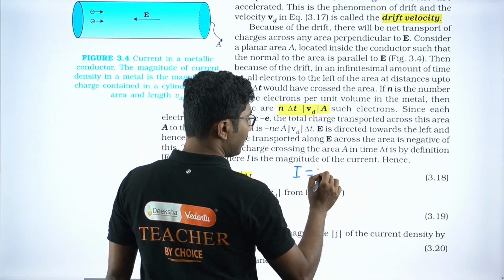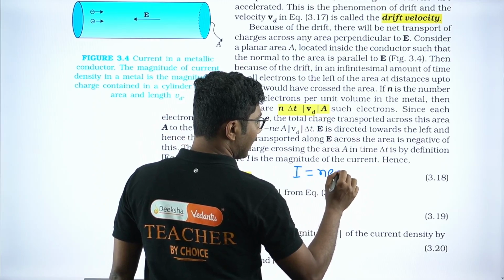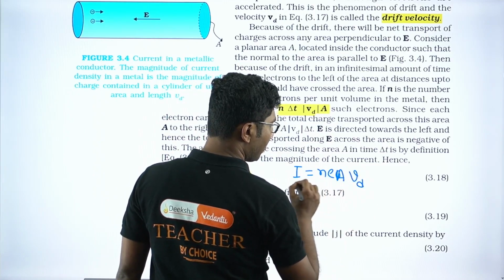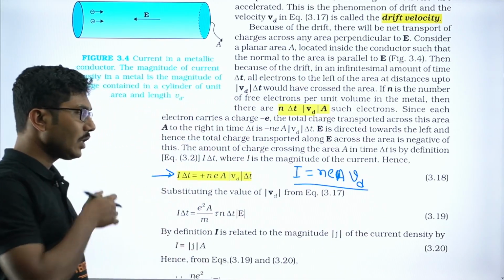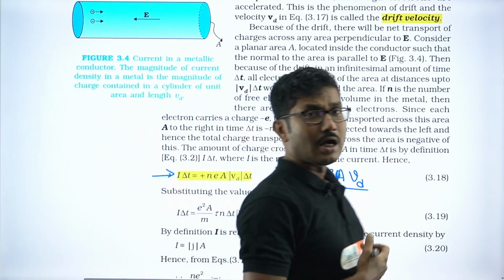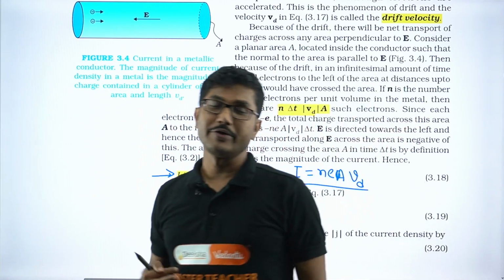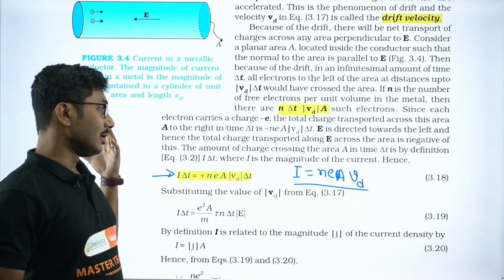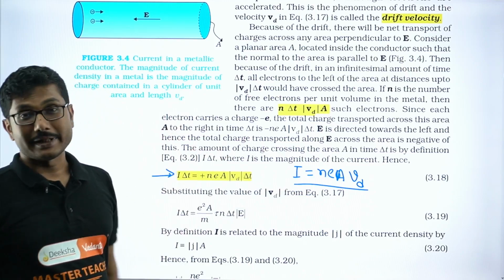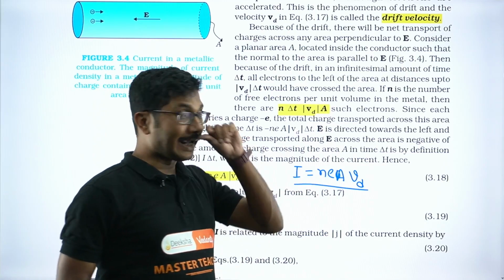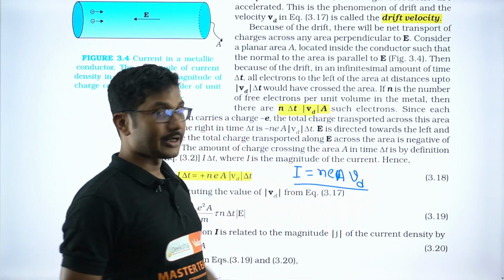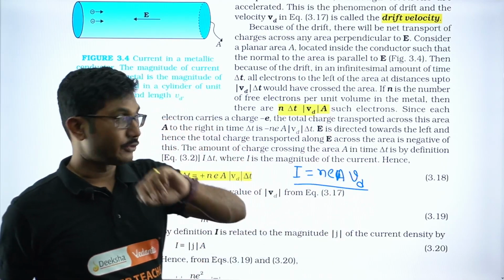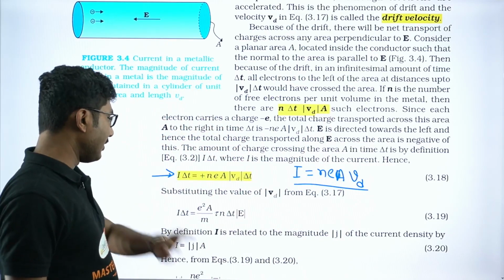So I equals N E A VD. You have to remember this formula. They will often ask what is the relationship between drift velocity and current. Also they will ask you to explain the terms. So you have to know what is N. N means number density, E is the charge of an electron, A is the area of the conductor, VD is the drift velocity. So this is the expression for current, very very important.